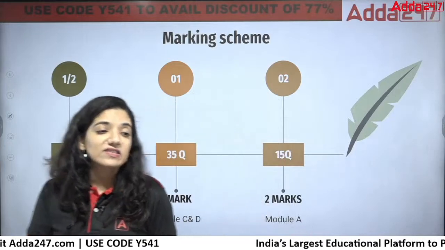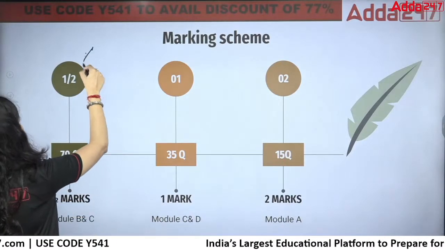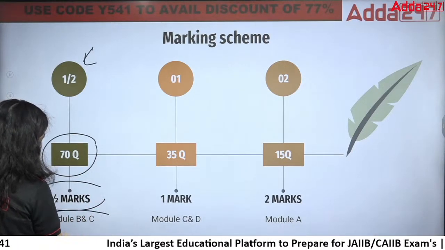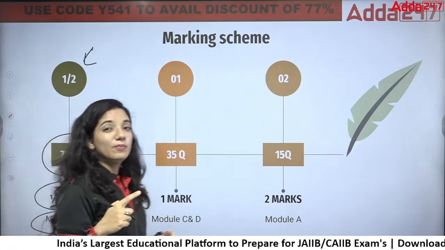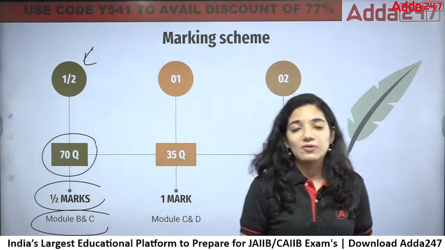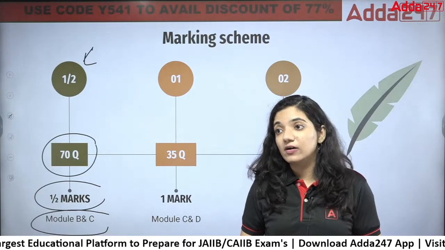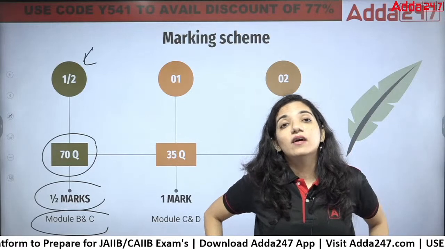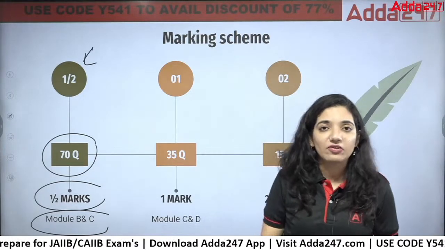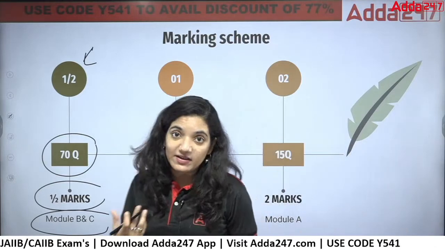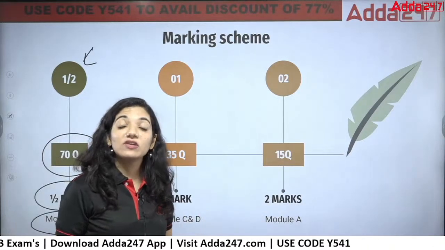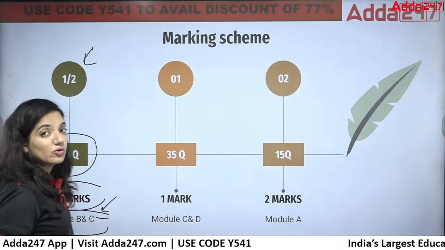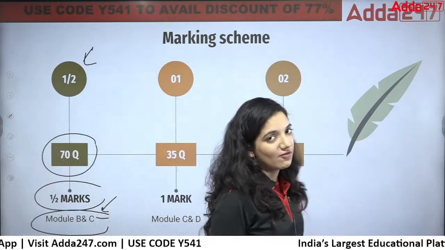Then in terms of the marking scheme, what happens? We have around 70 half-marker questions. These are basically half-marker questions from module B as well as C in terms of final accounts, capital expenditure, then capital and revenue expenditure, then the area of ratio analysis, and bills of exchange, then the area of BRS, bank reconciliation statements, then rectification of errors. All those areas are covered, and you should cover them properly, because modules B and C are definitely going to give you a good chunk of marks, right?